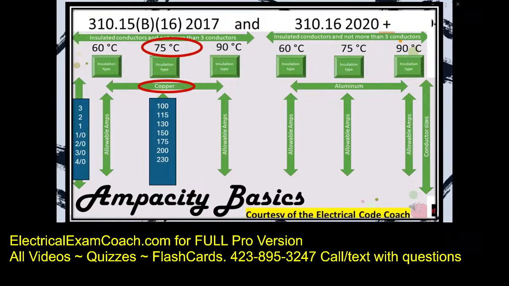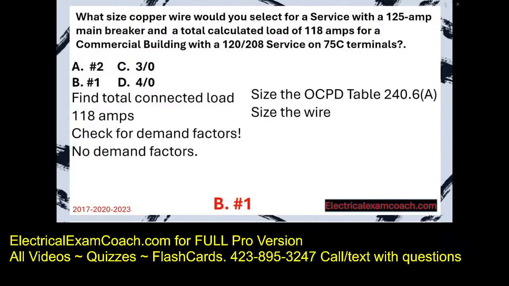We slide down the 75 C column on the copper side, and we're going to find that we select a number 1. And in the testing center on the Electrical Exam Coach website, you'll have more variants of this and practice of this, but that's how easy it is with commercial. First size the breaker based off the known load, and then you're going to size the wire. It really is that simple.